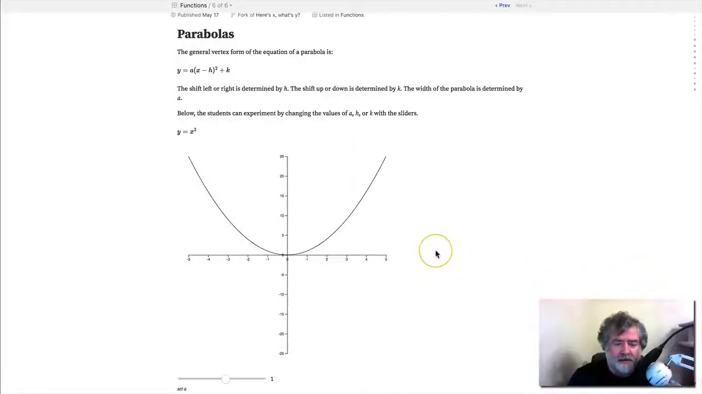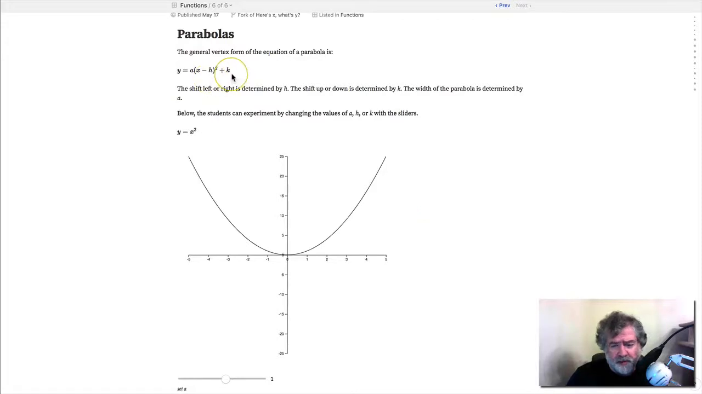Here I have the general vertex form of the equation of a parabola, and I find that one the easiest to understand. And so here it is, and if h and k are 0, and a is 1, you just have the usual y equals x squared, and that's the plot.